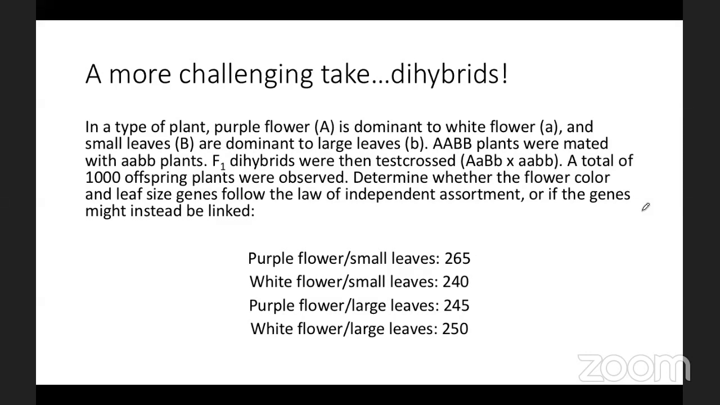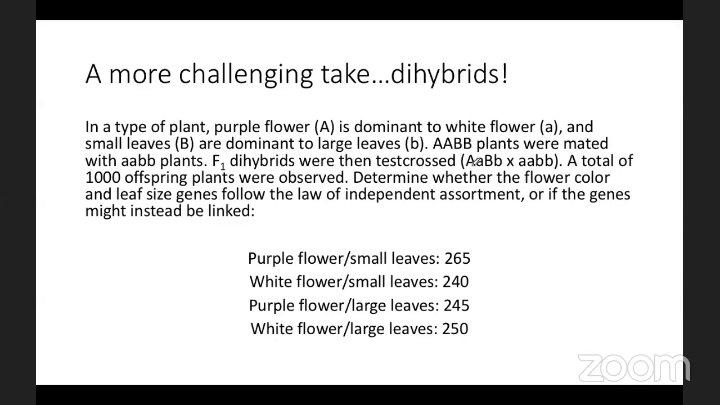The idea is this: you probably remember learning that a lot of inheritance doesn't actually follow Mendelian inheritance laws, right? And so they might ask you a question that says, are these two genes linked or do they assort independently? Remember, independent assortment is one of the conclusions of Mendel's experiment. So we want to find out whether or not this particular plant is following Mendel's law of independent assortment.